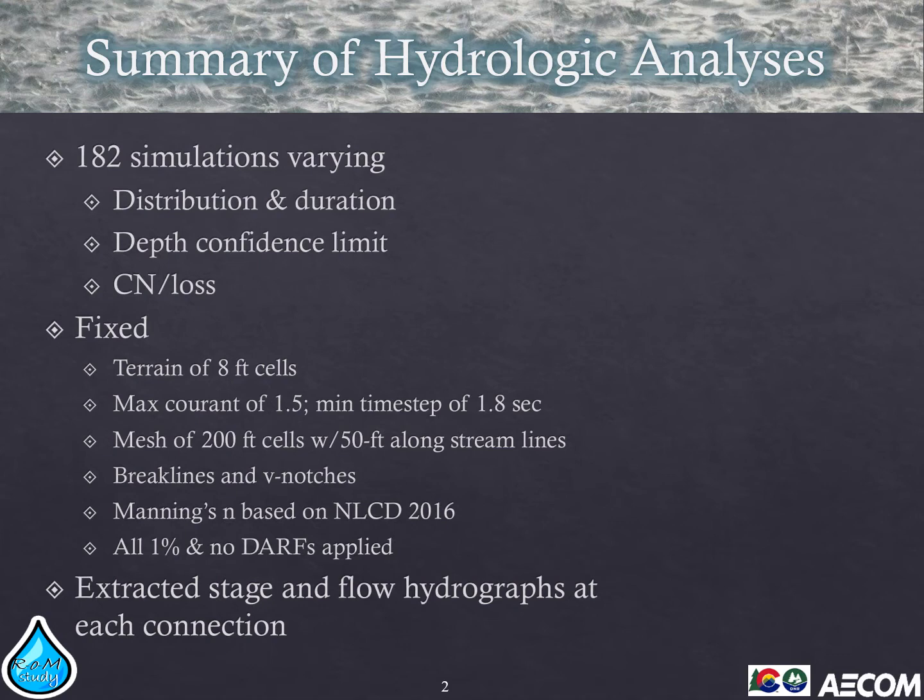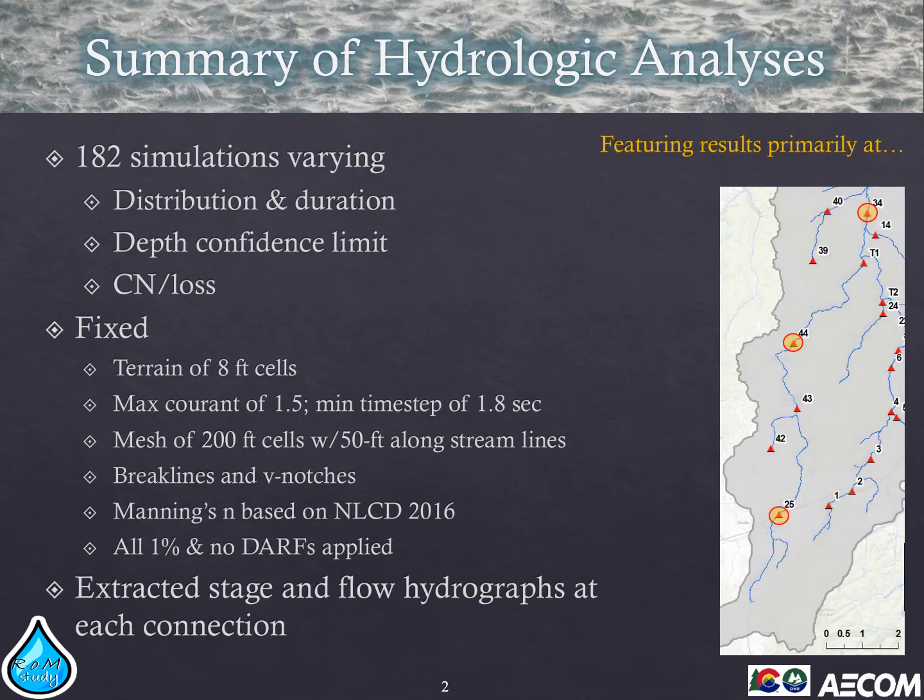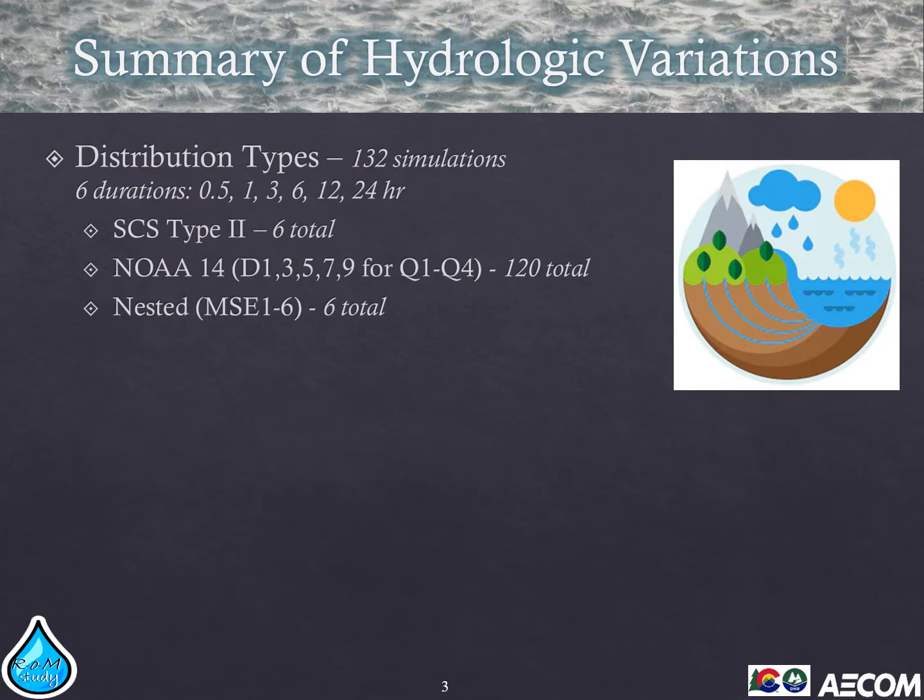And it's important to note that all of the simulations done were the 1% annual chance event, or the 100-year event, and no depth area reduction factors were applied, considering the different drainage areas used here. And all the information was extracted as stage and flow hydrographs at each of the connections inserted in the model. This slide summarizes the different hydrologic variations that were actually implemented.